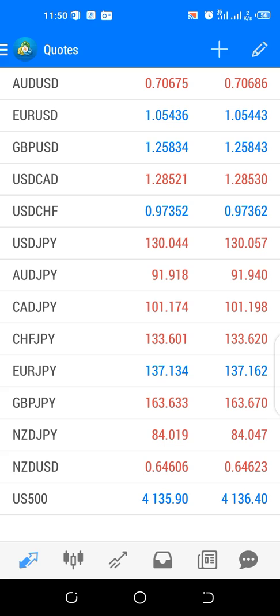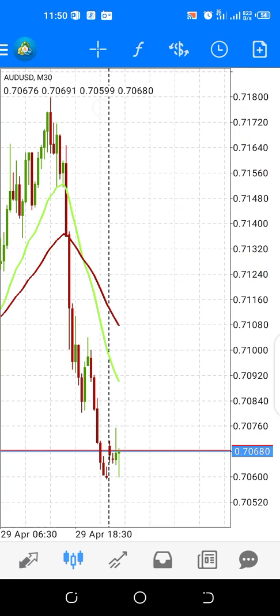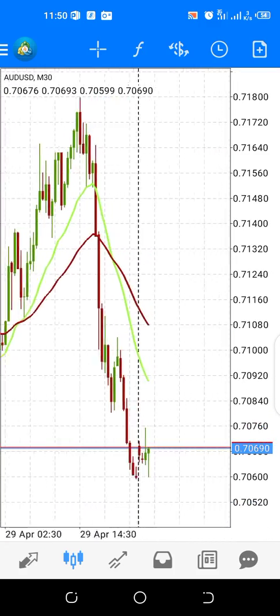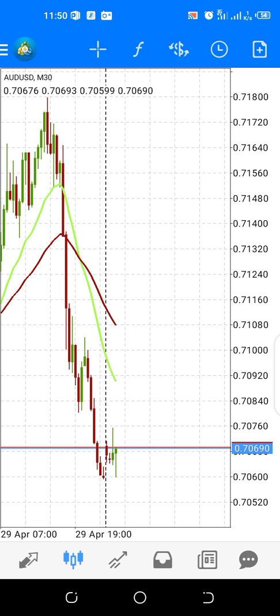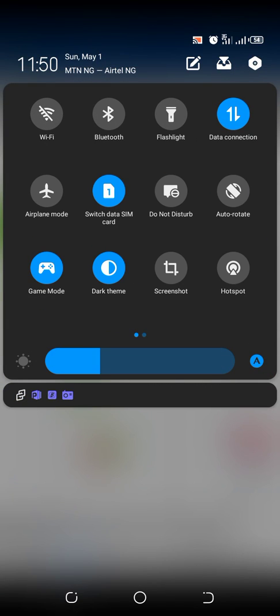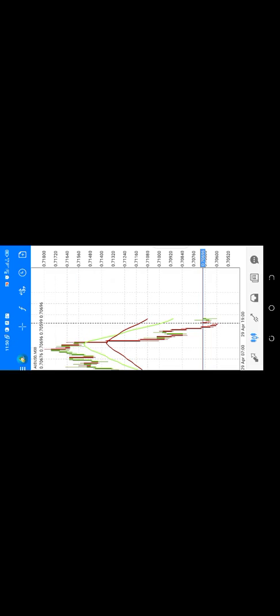So without wasting time, let's commence with the Australian dollar versus the United States dollar. Before we could say anything on this chart or come to any conclusion, we have to map out our area of value so we could really know what this market is saying. So it's best to turn our chart into the horizontal format like this.